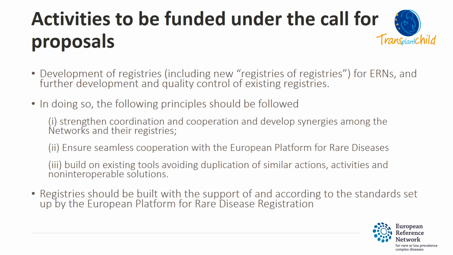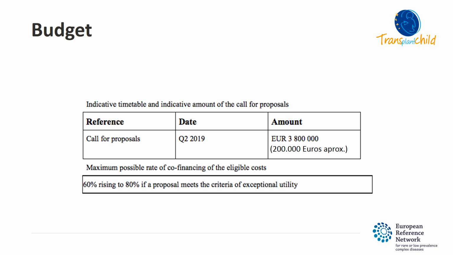So as I said, what is important is we need to follow the standards that the European Platform for Rare Disease Registration and the Joint Research Centre are providing for new registries. So it's basically to define the fields and to define the way to anonymize patient data. We can go into details if you want, but there are some standards that are already available for consultation. And as I said, it's expected that 3,800,000 euros will be available for this call. So the calculation is that approximately 200,000 euros will go to each ERN for a 3-year period.